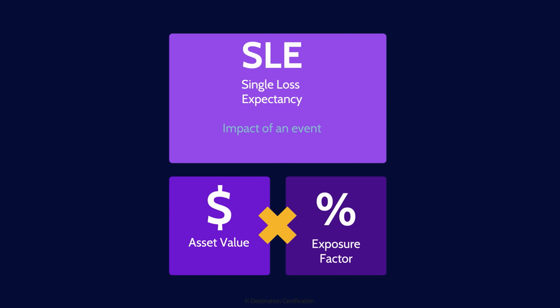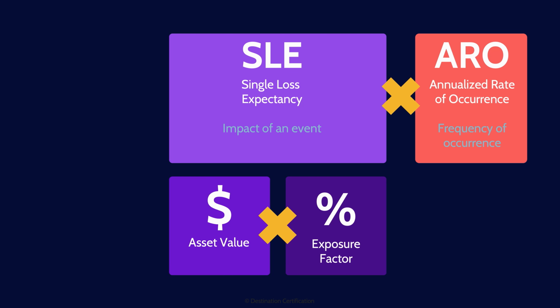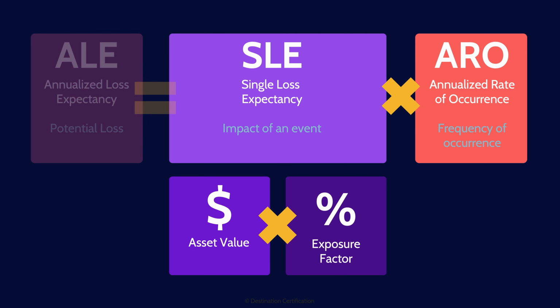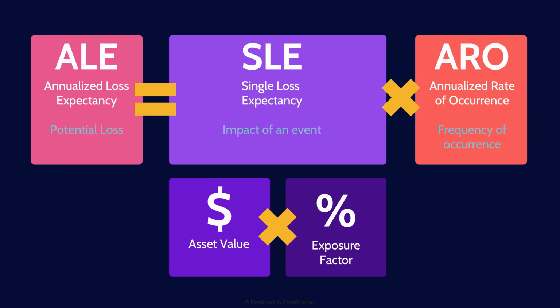But of course, the whole point of using the ALE formula is to calculate how much the risk is going to cost the organization annually. So we need to multiply the SLE times the ARO. The ARO is the annualized rate of occurrence. That represents how many times per year you expect a risk to occur. If you expect the risk to occur once per year, the ARO will be 1. Five times per year, the ARO would be 5, and so on and so forth.